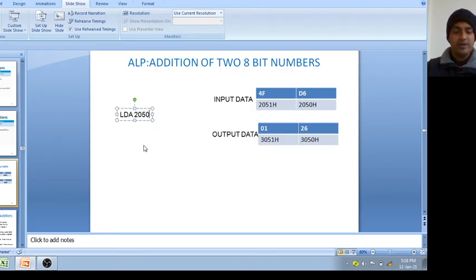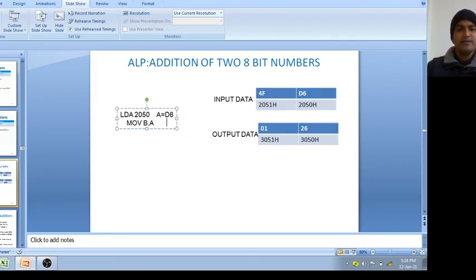Now, what is the significance of this? It means A equal to what? D6. A equal to D6. This is a comment. Now, again you will use LDA, but the contents of A will be overwritten. So what I will do? I will transfer contents of A into a temporary register B. MOV B, A.